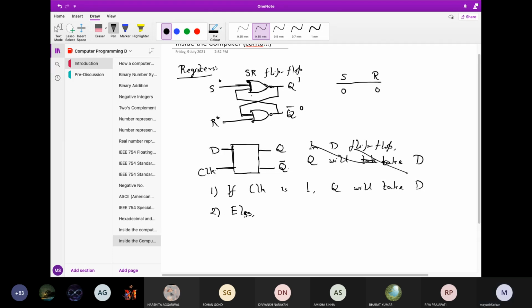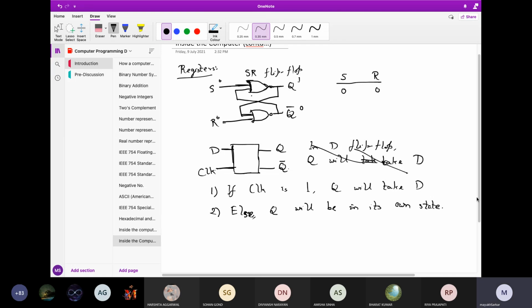Else, Q will be in its own state. That means suppose at some moment you want to store some data. You make the clock high, send the data through D. Q will hold that, make the clock down. That data will stay in this flip-flop as long as you do not make the clock high again.